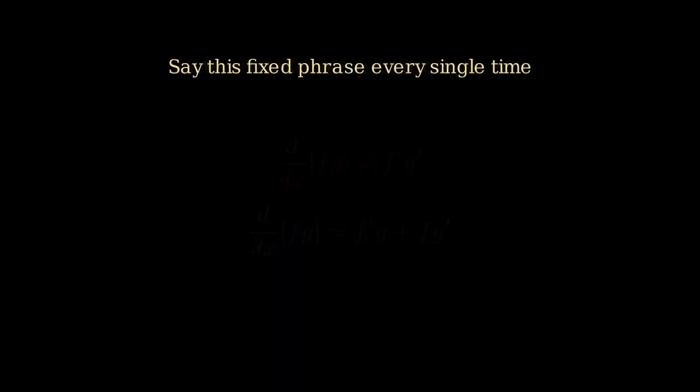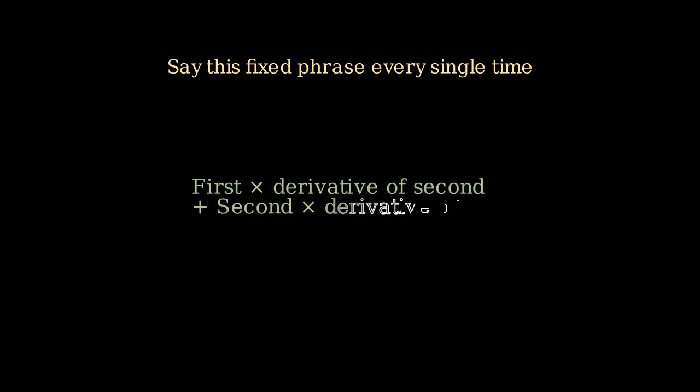Finally, here is a teaching tip to lock in the correct order. Before you write the product rule down, say this fixed phrase out loud every single time. First times derivative of second plus second times derivative of first. Always in that same left to right order so the sequence never gets scrambled.